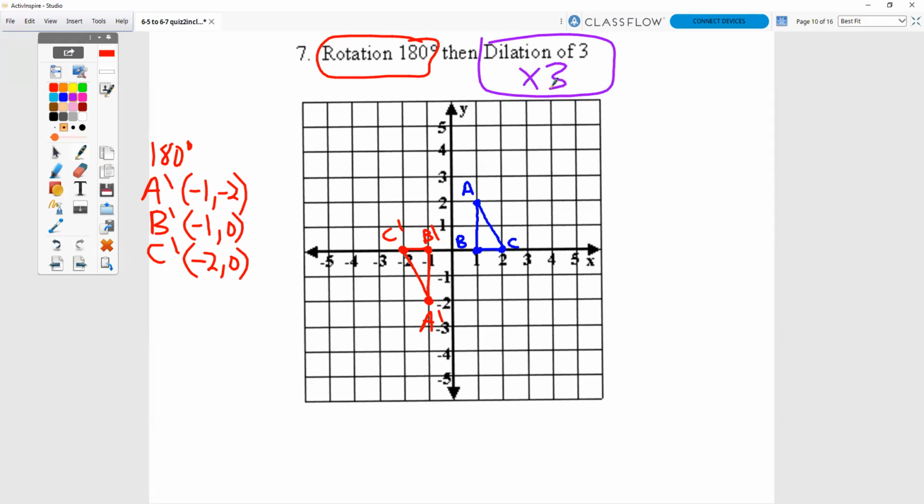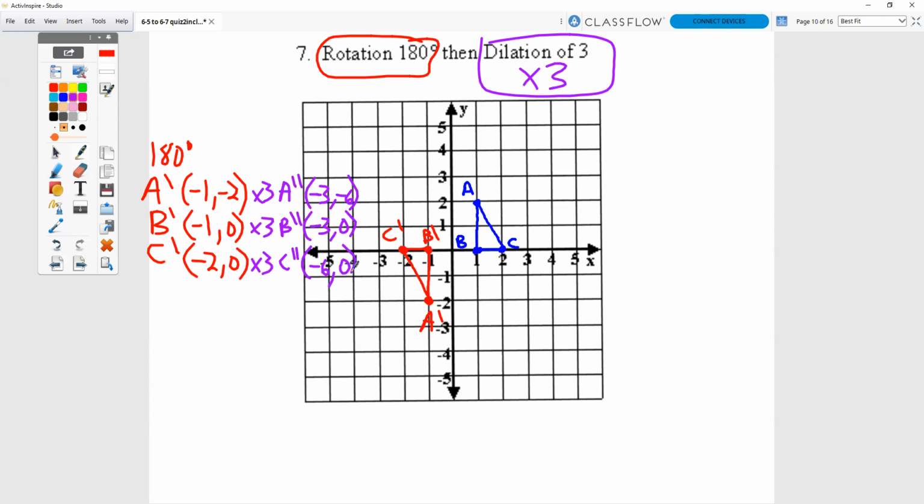Dilation of 3 means that we want to multiply by 3. We want to take all 3 of those coordinates and multiply by 3. So when I go to do that, my A double prime will end up being -1 times 3 is -3, -2 times 3 is -6. For B double prime, -1 times 3 is -3, 0 times 3 is 0. C double prime, -2 times 3 is -6, 0 times 3 is 0.